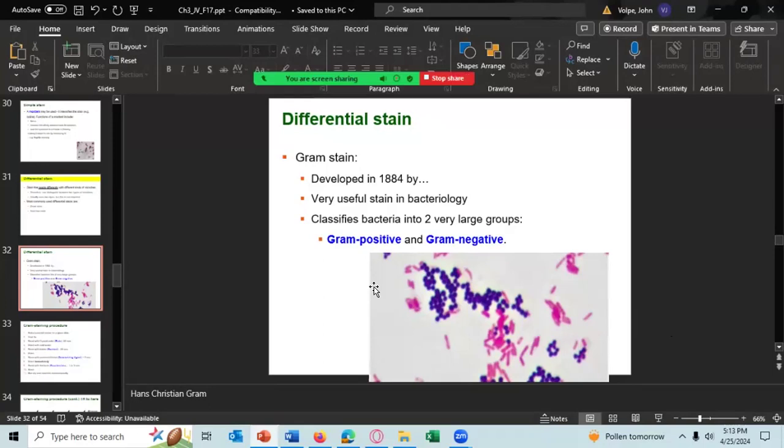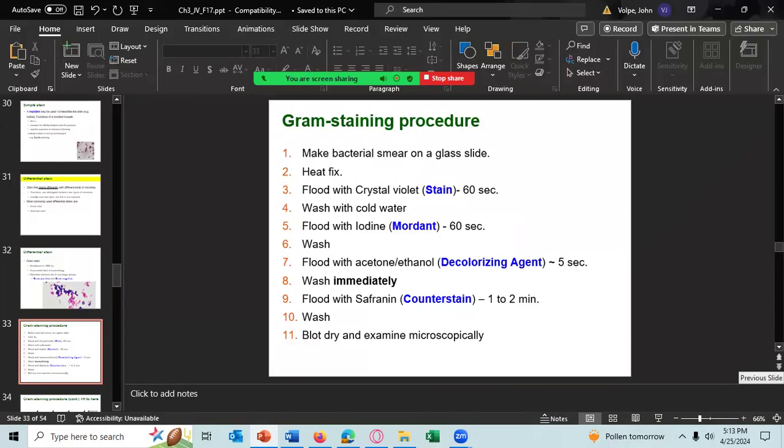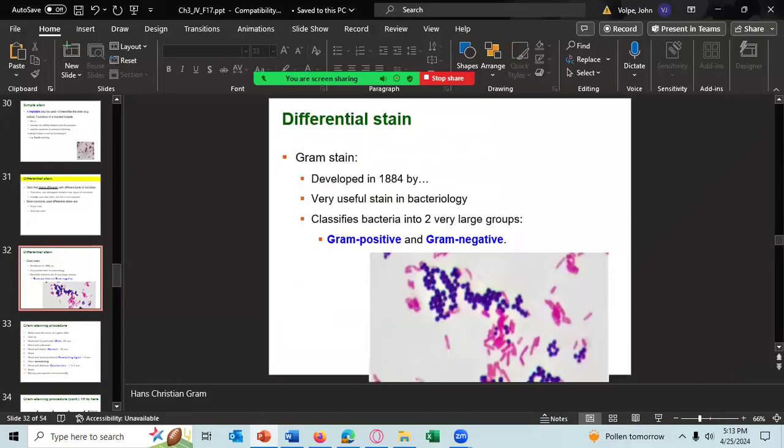The Gram stain turned out to be a very useful stain in bacteriology because it classified bacteria into two very large groups, the Gram-positive cells and the Gram-negative cells. The Gram-positive cells stain purple. The Gram-negative cells stain pinkish under the Gram stain. And they do have differences. There are differences in the size and the thickness of their cell wall. All right. Any questions about any of that so far?